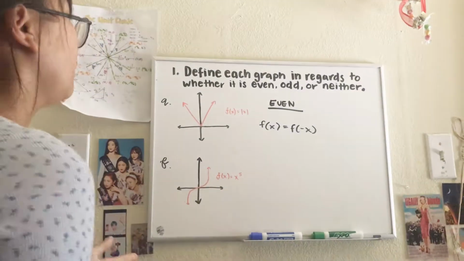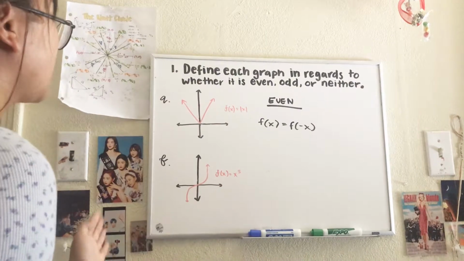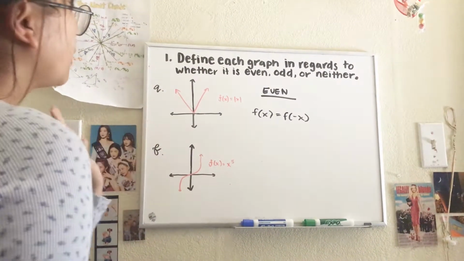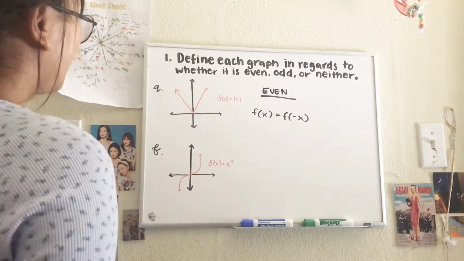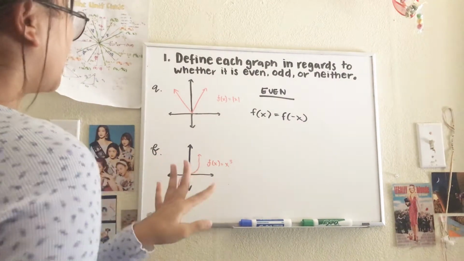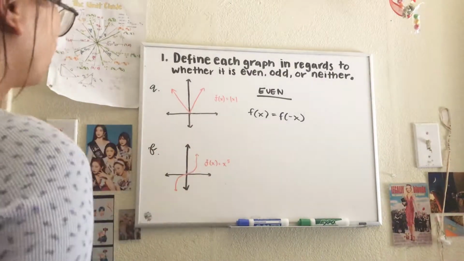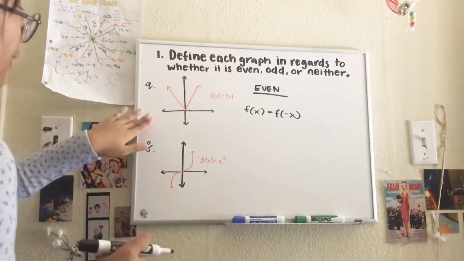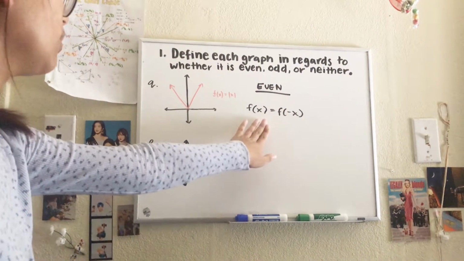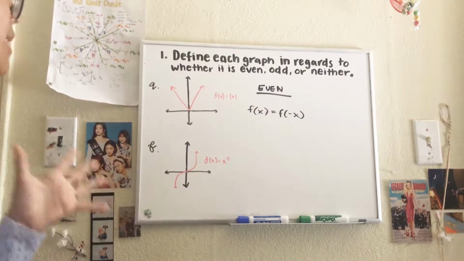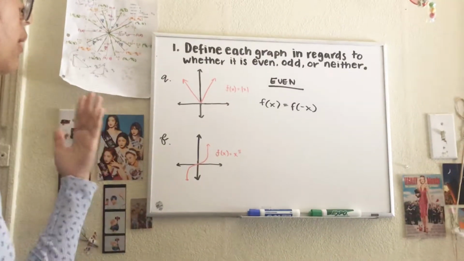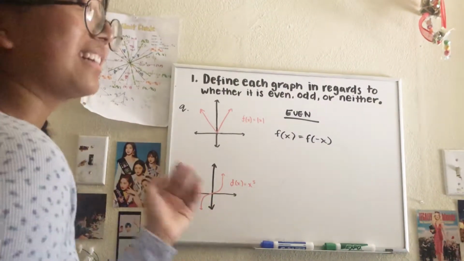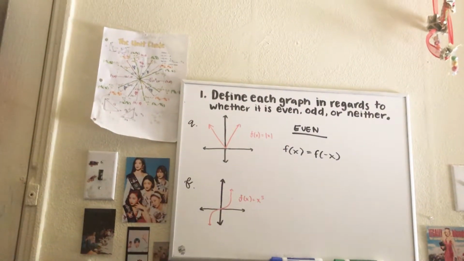So the first problem we have here today is f of x equals the absolute value of x. Looking at the graph, we see that if we were to reflect over the y-axis, the left side would land perfectly onto the right side, meaning it would be a perfect reflection. So this is an even graph, because an even graph is best described as a graph where, if you were to reflect over the y-axis, it would be a clean cut and perfect reflection.